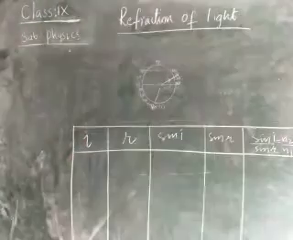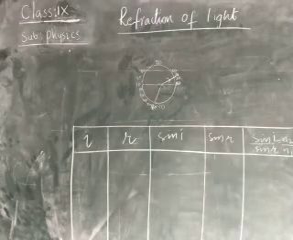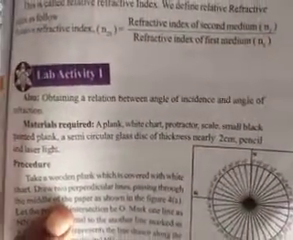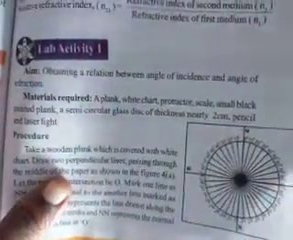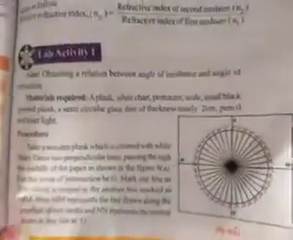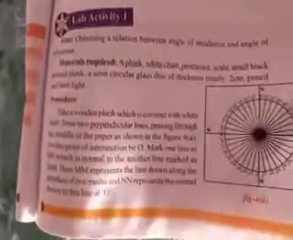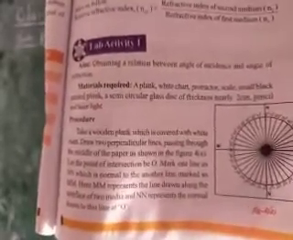Here in the textbook it is given, children. Here is the lab activity: obtaining a relation between angle of incidence and angle of refraction, children. Here a plank. Plank means a wooden cardboard. A white chart, a protractor, a scale, a small black painted plank, that means a small wooden piece. A semicircular glass disc, already I showed you, nearly 2 cm thickness, and a pencil and a laser light, children.